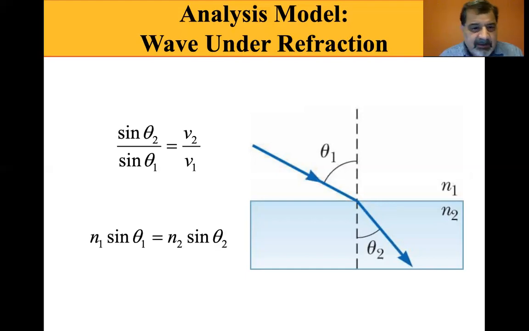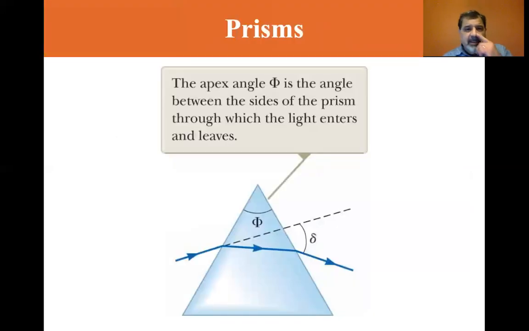Okay, and I think, again, n1 sine theta 1 equals n2 sine theta 2. That's just a manipulation of Snell's law. And prisms: the apex angle phi is the angle between the sides of the prism through which the light enters and leaves. Now, for a uniform light, you have the incident beam. It gets refracted, but as it comes out, it has a different angle, angle delta, as it exits.